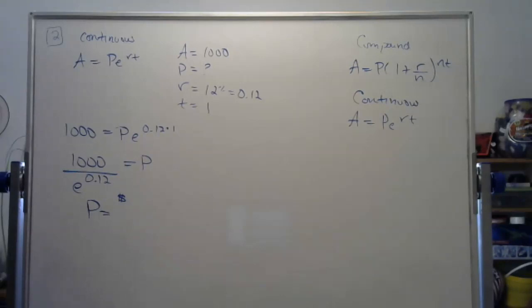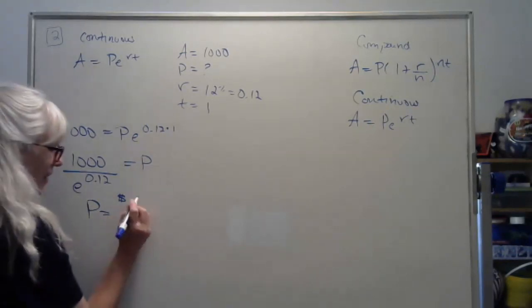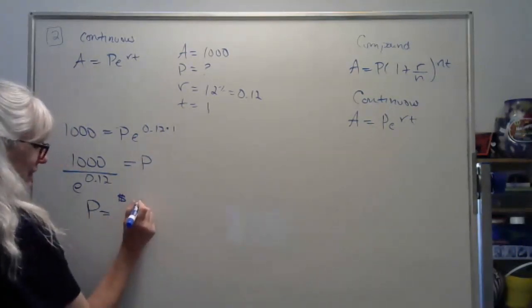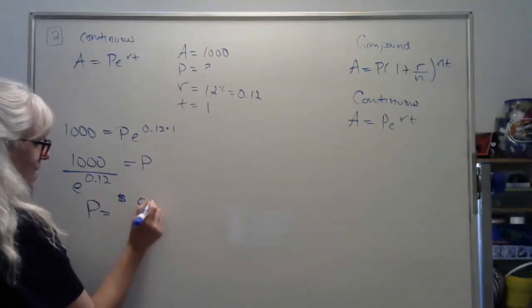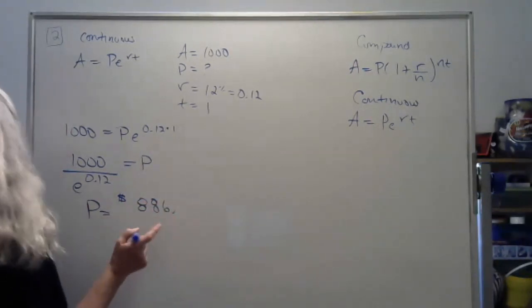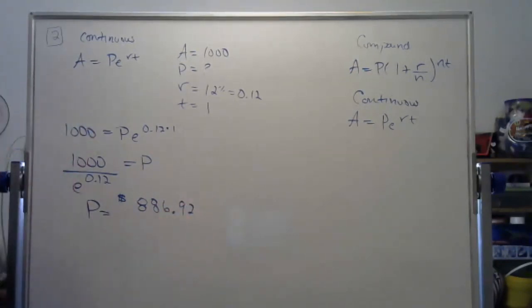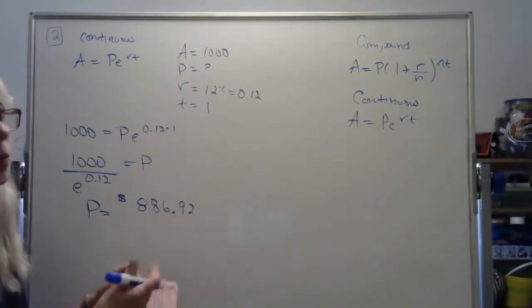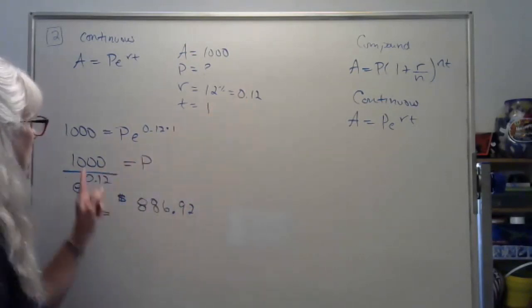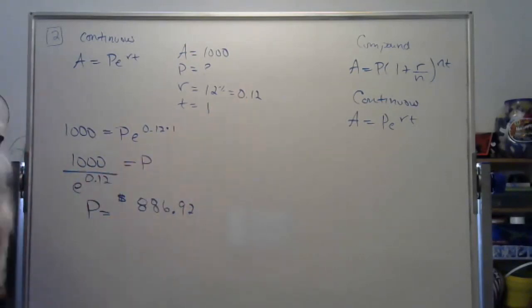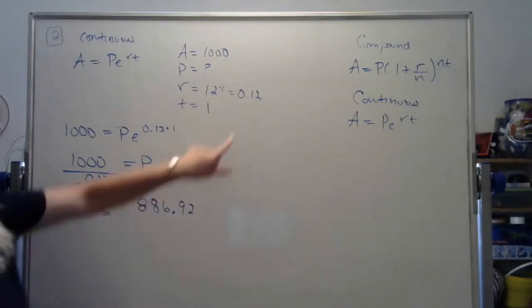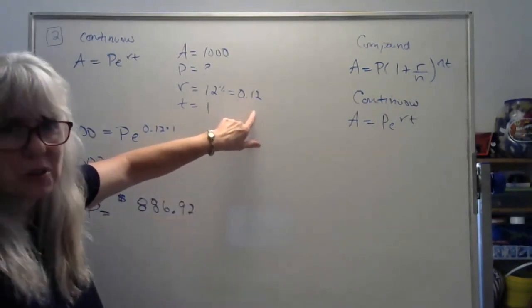Anybody? Go ahead, what'd you get? 886. Yep, that is correct. And then because it's money, we're going to carry 2 decimals. So 0.92. So this is saying if you put $886.92 into an account today, in 1 year, if you could find 12% interest, you'd have $1,000. So you've gained what, $114 a year? That's not bad at all. Of course, 12% interest is only for like credit cards and those kinds of things.